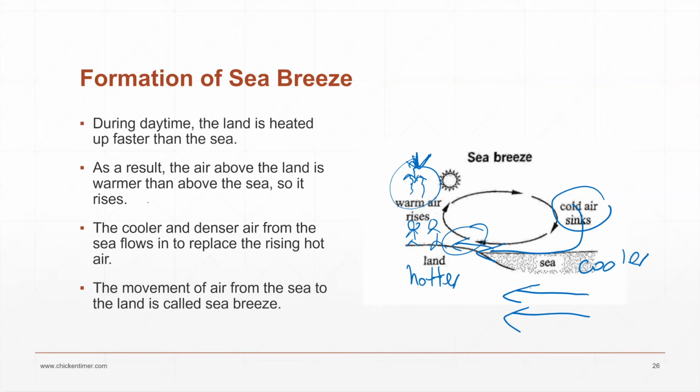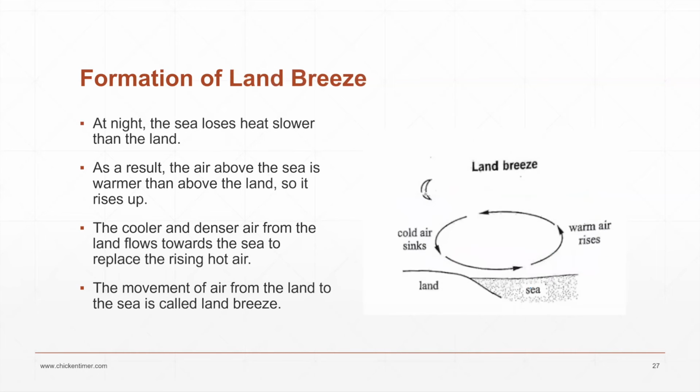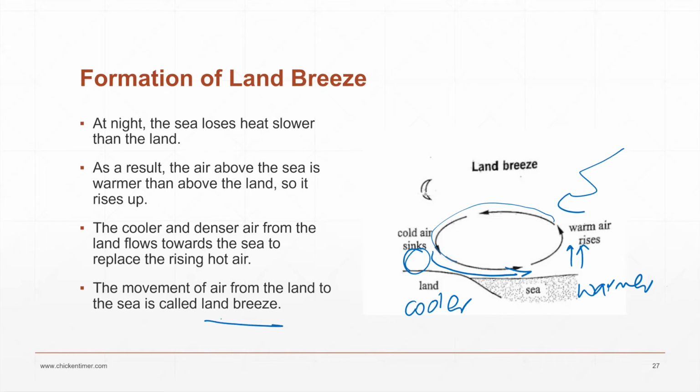They may ask or they may not ask this depending on the test. So land breeze is the opposite. At night the land is cooler, and the sea is warmer. So the air above the sea will rise because it's warm. Then because the air down here on land is cooler, air will just go out. Because of the convection current formed like that, you will have something called land breeze.